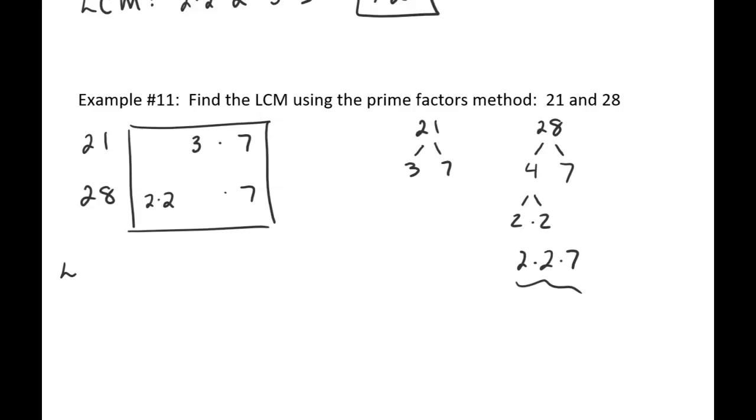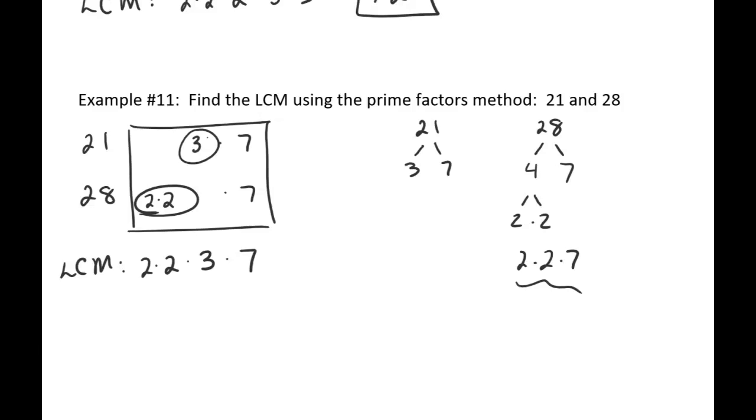So now here comes the LCM. How many 2's am I going to need? I'm going to have two 2's. The fact that 21 doesn't have any 2's doesn't matter. I take the most number of times it appears. So there are two 2's in the 28. I've got to have two 2's. I've got to have a 3 because otherwise the 21 is not going to be happy. How many 7's do I need? I just need the one 7. One 7 is good enough for 21 and it's good enough for 28.